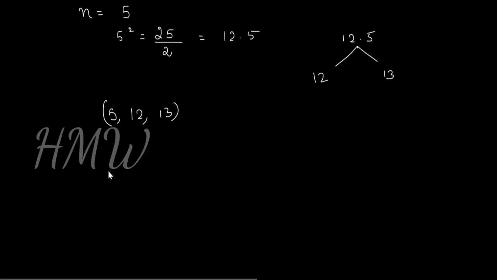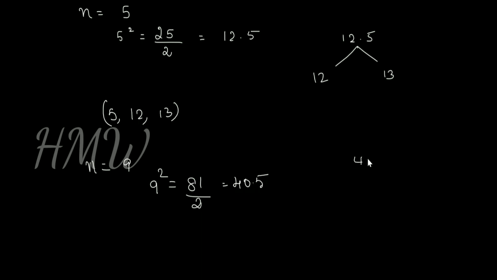We'll see another example. N is 9. So we first square the number. 9 square is 81. Divide by 2. So 81 divided by 2 is 40.5. So 40.5 lies between 40 and 41. So the Pythagorean triplet is 9, 40 and 41.